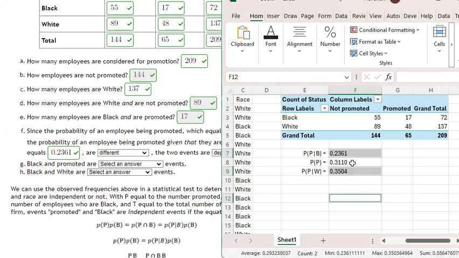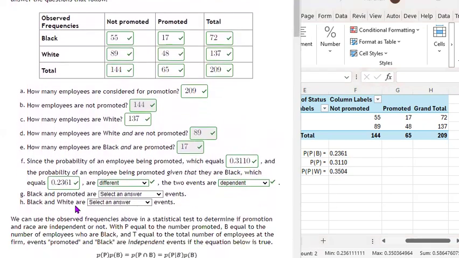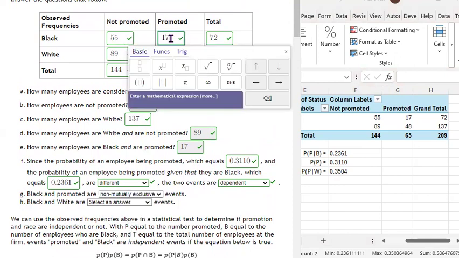If these were all identical, we would say that race and promotion are independent, but that's not the case, right? Black and promoted are not mutually exclusive events. There's an intersection. If this were 0, then we would say mutually exclusive. But this is not 0, so we can say they're not mutually exclusive.